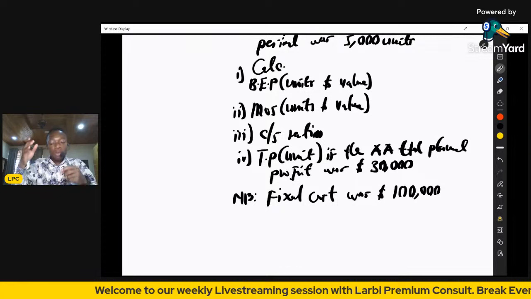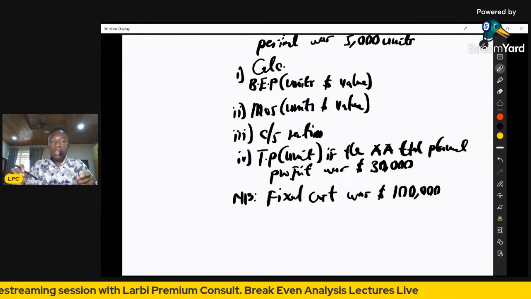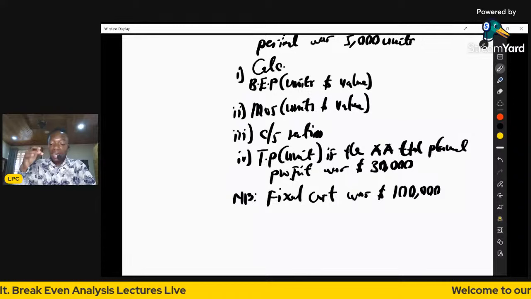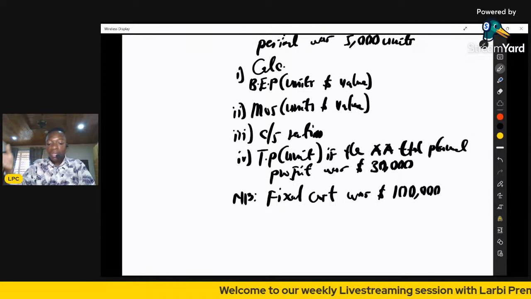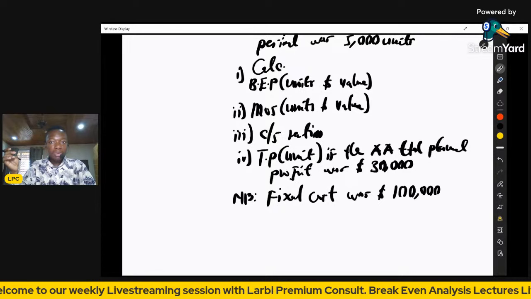If it was given in monthly and we're asked to calculate on a yearly basis, all you need to do after calculating is multiply that by 12, so that you get the yearly break-even point in terms of units or in terms of value, and also the margin of safety in units and in value, or other formulas that we deduced a few minutes ago. So this is also what we need to understand.